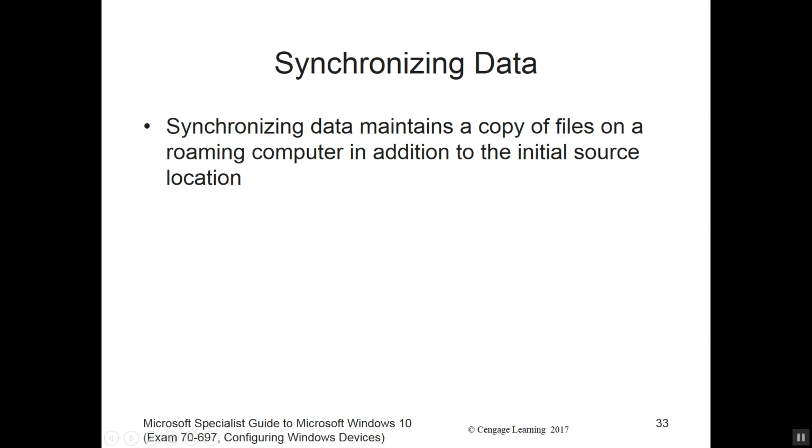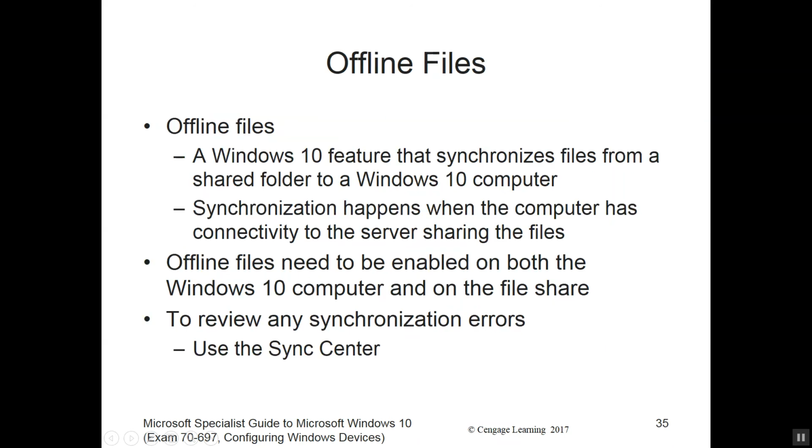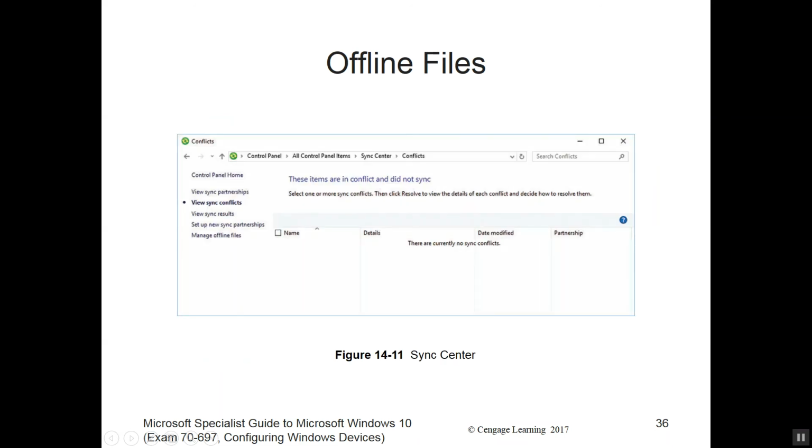Synchronizing data maintains a copy of files on a roaming computer in addition to the initial source location. We can use OneDrive. We've talked about that a great deal. Standard repository on the cloud. We've also got offline files. Here's where we've got our connection, where we've got conflicts with offline files.